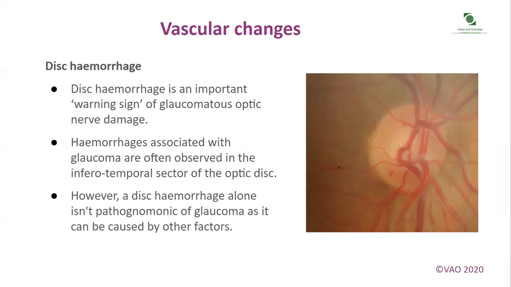Vascular changes. Disc hemorrhage is an important warning sign of glaucomatous optic nerve damage. Hemorrhages associated with glaucoma are often observed in the inferotemporal sector of the optic disc. However, a disc hemorrhage alone isn't pathognomonic of glaucoma, as it can be caused by other factors.